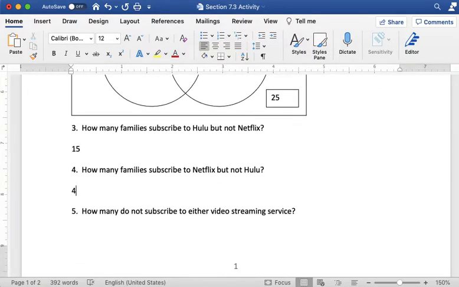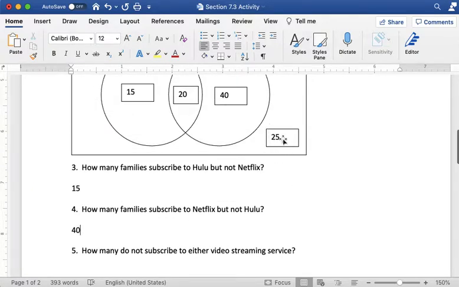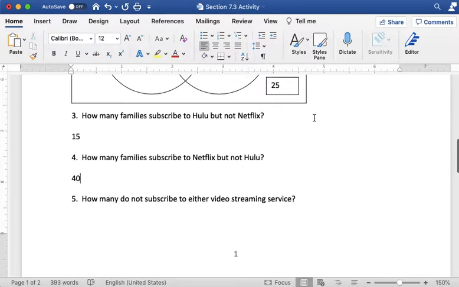And finally, how many do not subscribe to either video streaming service? That's this 25, or this 25 that are non-subscribers for both Hulu and Netflix.